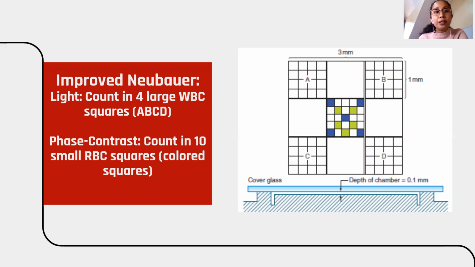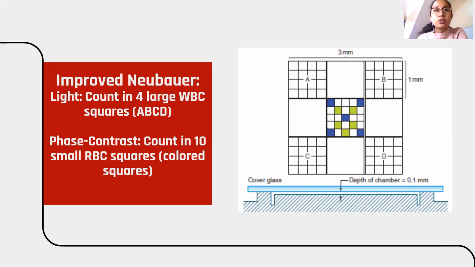So, 1 divided by anong volume nito. So, ang volume nako-compute ng length times width times height. Yung length at width natin is 1 millimeter. So, 1 times 1, yung depth natin is 0.1 times 4 kasi 4 large WBC squares. Anyway, I'll show you the computation later.